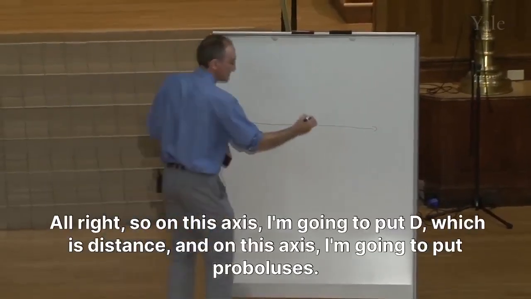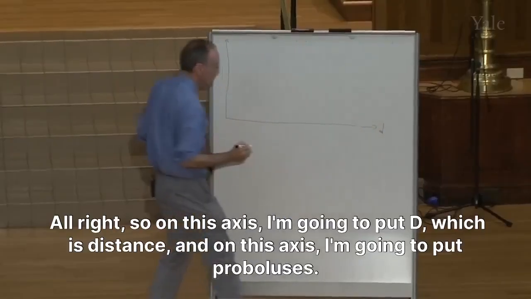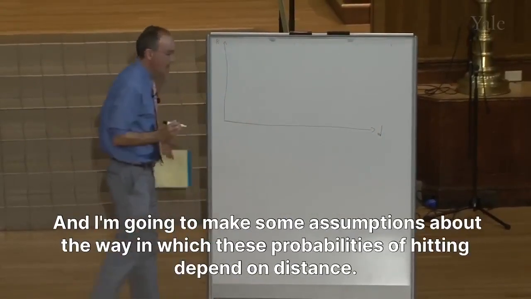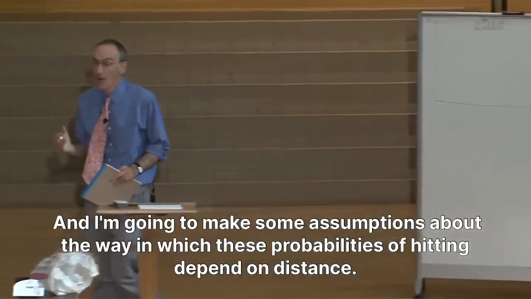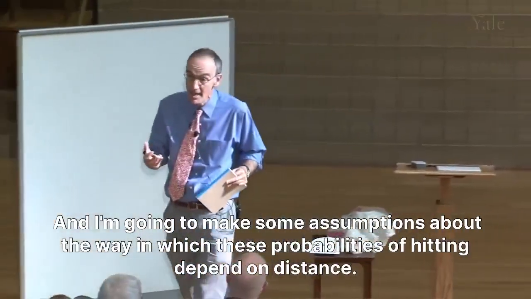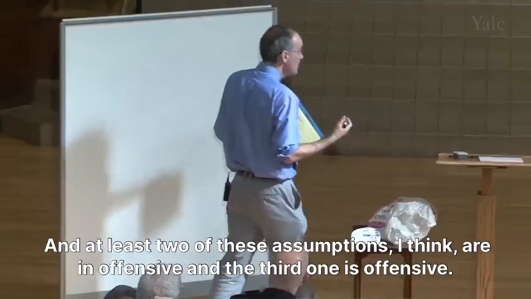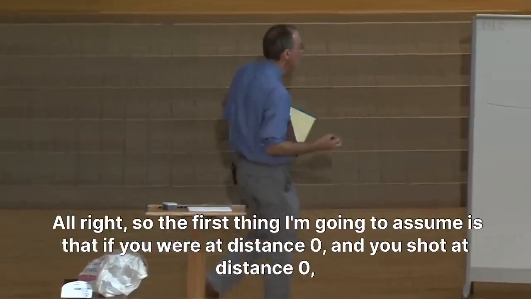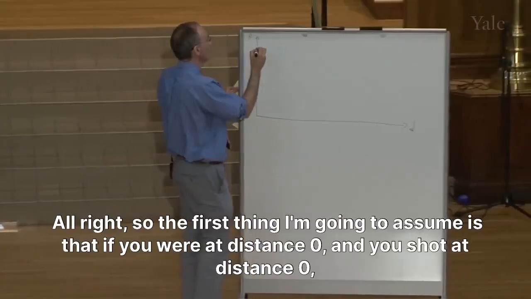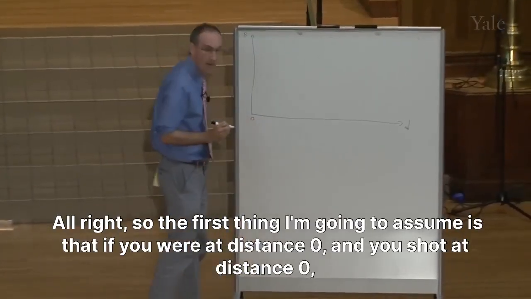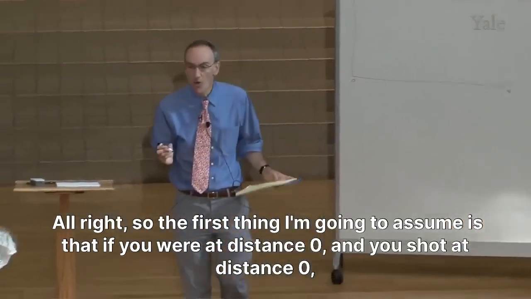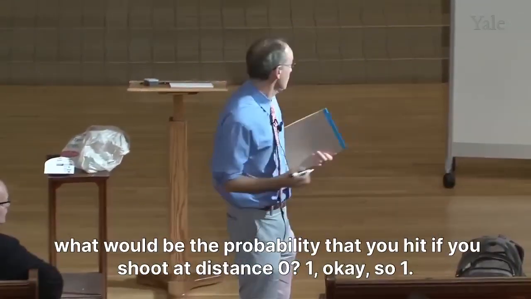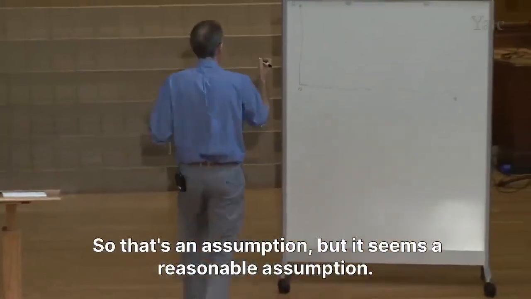All right, so on this axis, I'm going to put D, which is distance. And on this axis, I'm going to put probabilities. And I'm going to make some assumptions about the way in which these probabilities of hitting depend on distance. And at least two of these assumptions I think are inoffensive, and the third one is offensive. All right, so the first thing I'm going to assume is that if you were at distance 0 and you shot at distance 0, what would be the probability that you hit? 1, okay, so 1. So that's an assumption, but it seems a reasonable assumption.